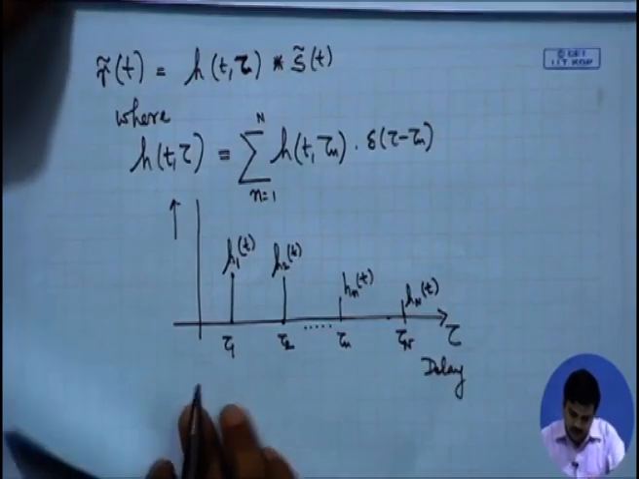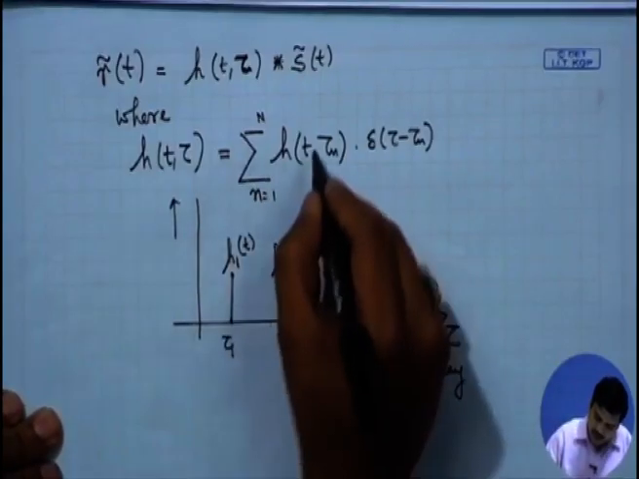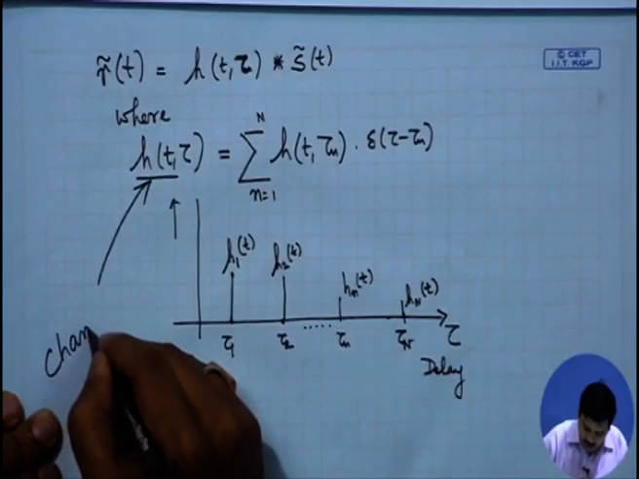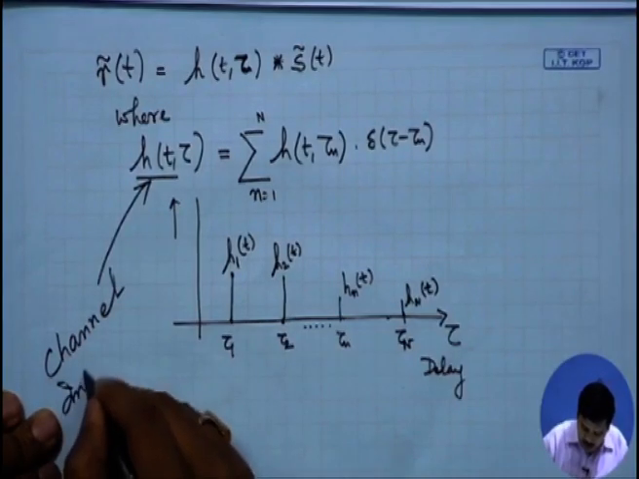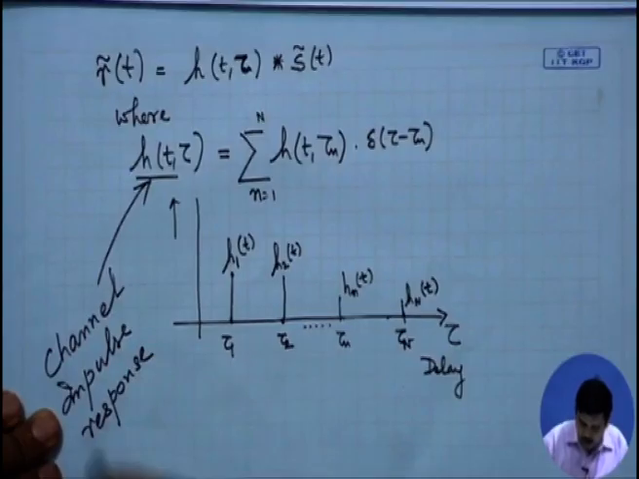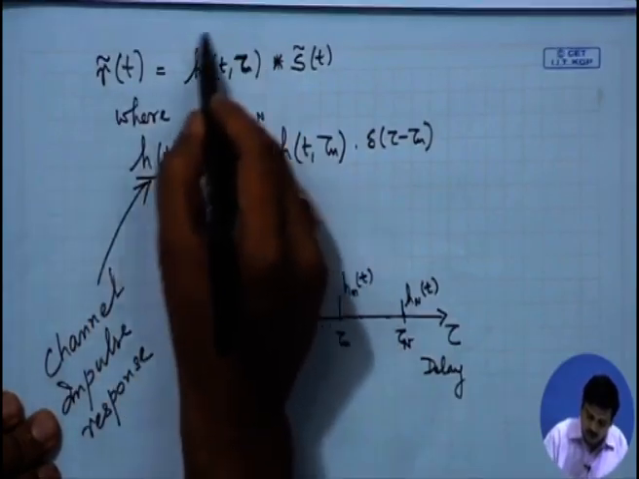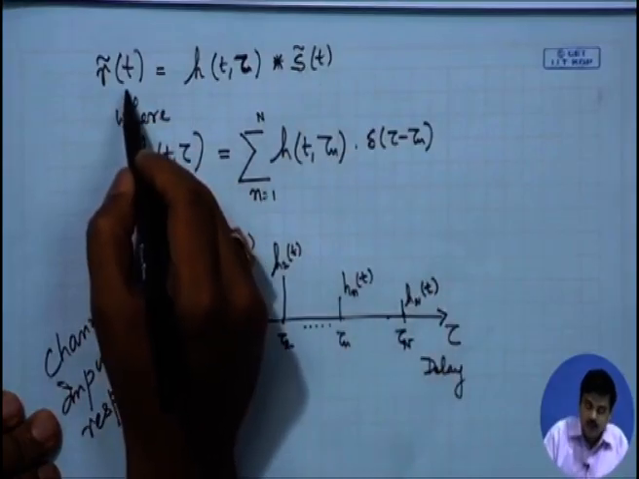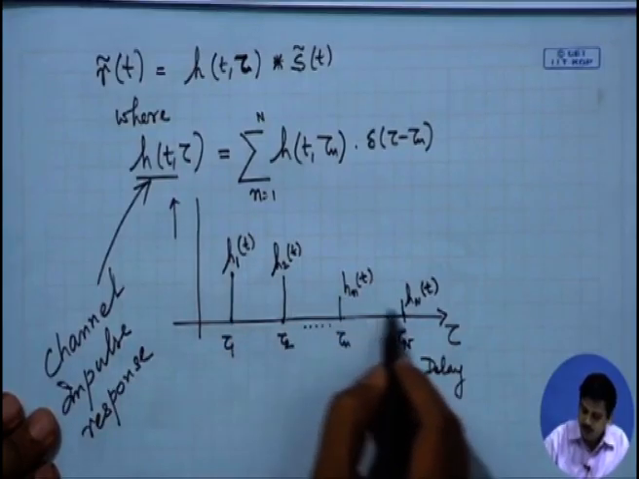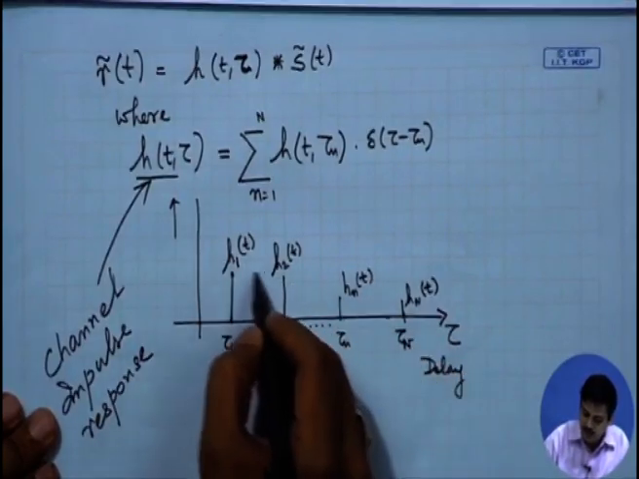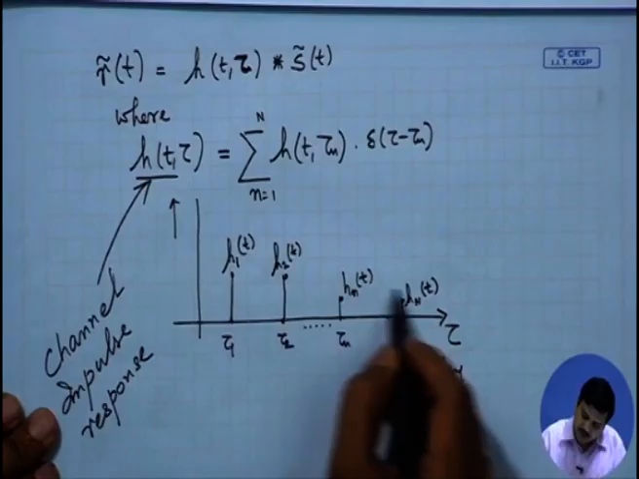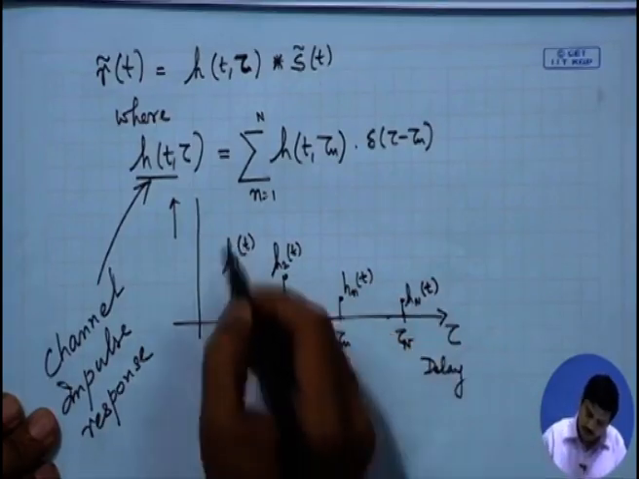So, that means what we can say is that H(t, τ) represents the channel impulse response, because we are having a convolution of the channel impulse response with the signal to get the received baseband signal or the received complex envelope, and the h values represent the different coefficients of the impulse response or the filter taps, which themselves are functions of time.